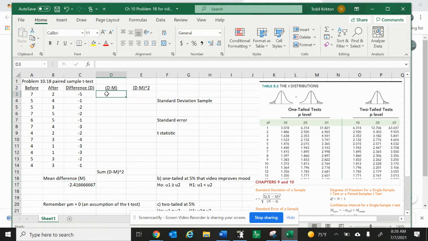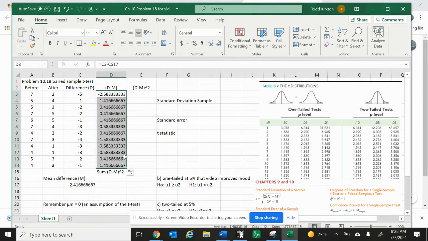So basically we're subtracting -2.41667 from each of these scores. You can do this and then do minus that -2.41667, but to enter that cell, you have to put a $ sign to make sure it stays that number. But you can just subtract each of those individually and drag it down if you want. So this is all of those differences from the mean difference. We're figuring out a standard deviation of the differences, basically.